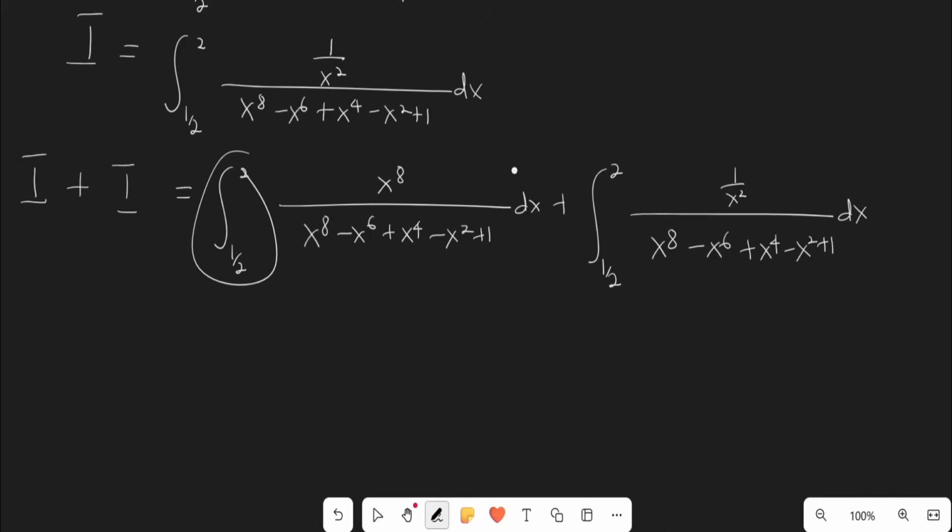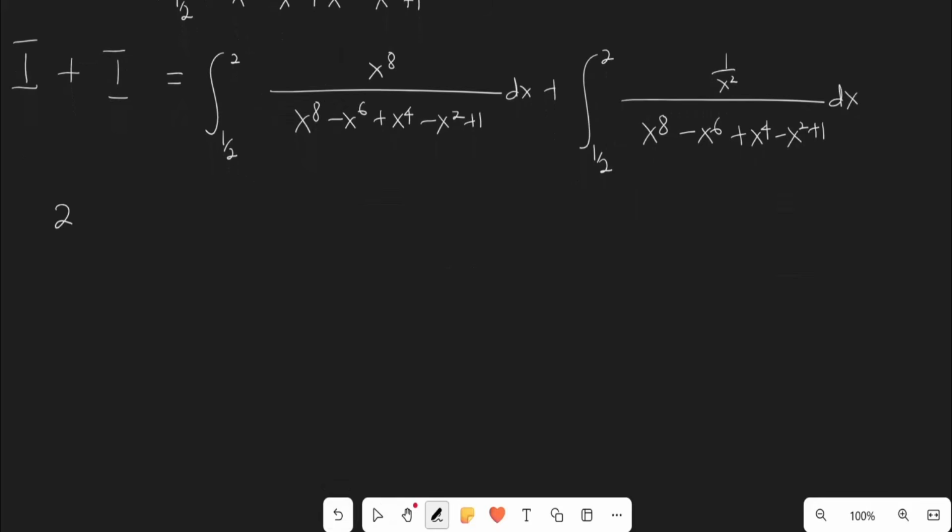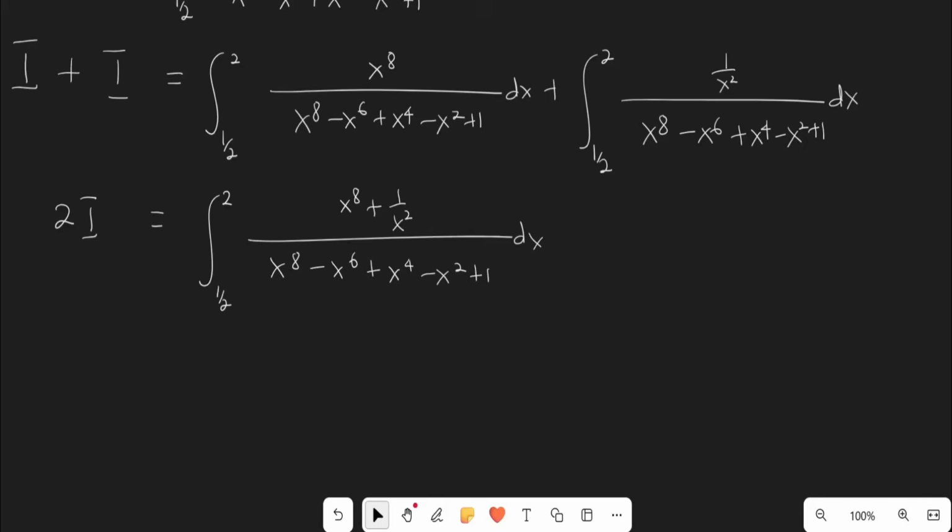We see that they have the same limits of integration and they have the same denominator. The denominators are the same, so we can combine them into one integral. So left hand side is 2I, and that is equal to one integral from 1/2 to 2. Now we have to sum the numerators, x raised to the power 8 plus 1 over x squared, and this is divided by x raised to the power 8 minus x raised to the power 6 plus x raised to the power 4 minus x squared plus 1 dx.